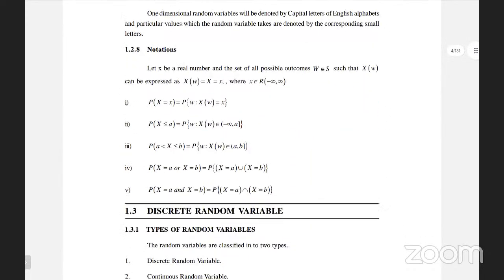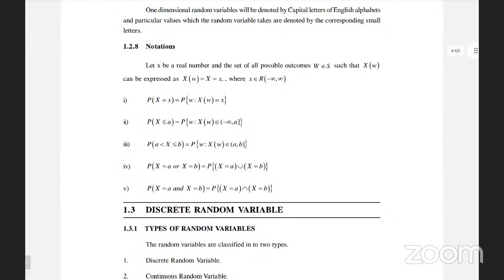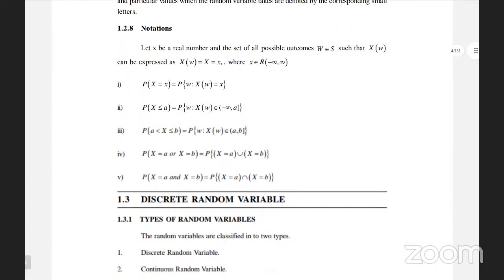Next, the notations of probabilities of a random variable, which we should always observe. P of X equals x, that is X of w equals x. P of X less than or equal to a, means from minus infinity to a. P of a less than X less than or equal to b, means P of w such that X of w belongs to (a, b]. Then P of X equals a or X equals b equals P of (X equals a) union (X equals b), and P of X equals a and X equals b equals P of (X equals a) intersection (X equals b).